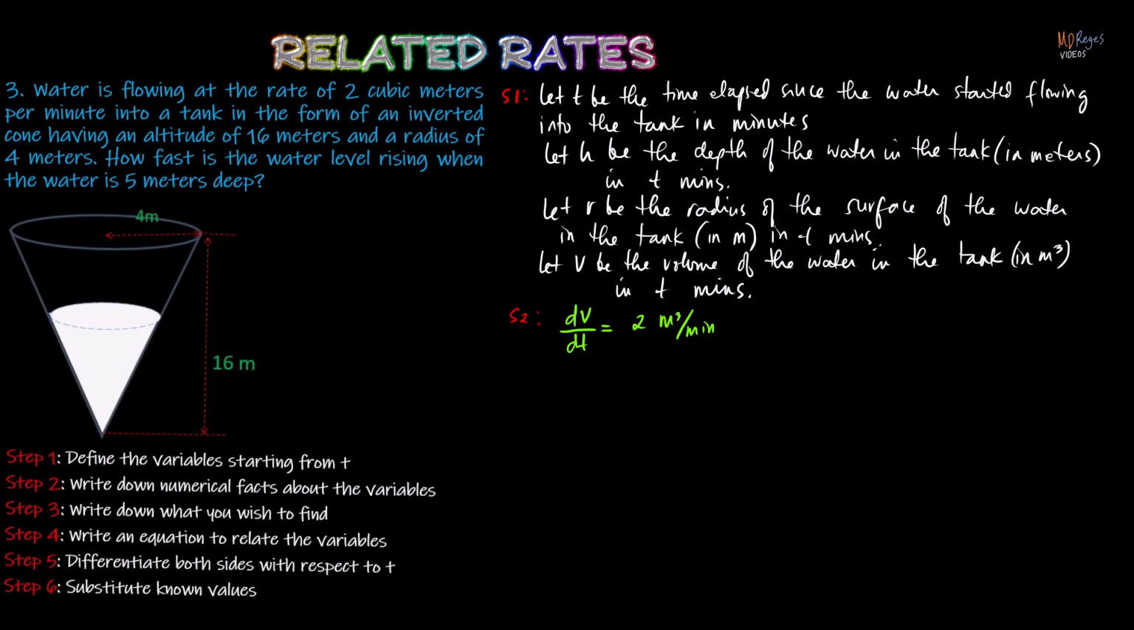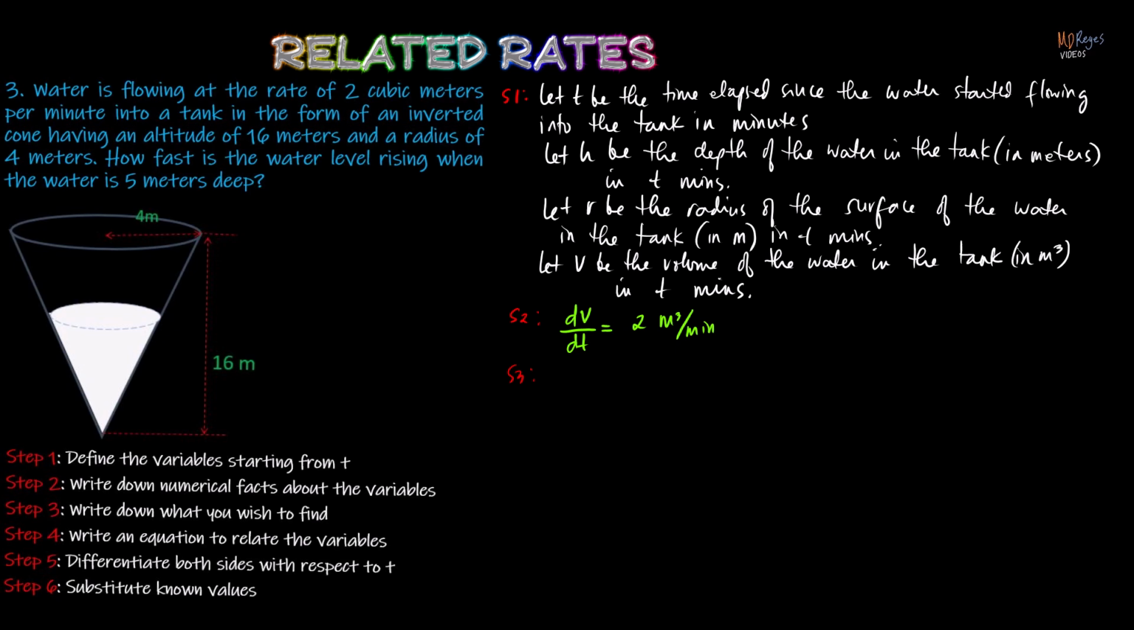And then the 16 meters altitude and the radius of 4 meters are constants. The figure is already labeled. How fast is the water level rising? That's for step 3 already. Let's go to step 3. Write down what you wish to find. How fast is the water level rising when the water is 5 meters deep?